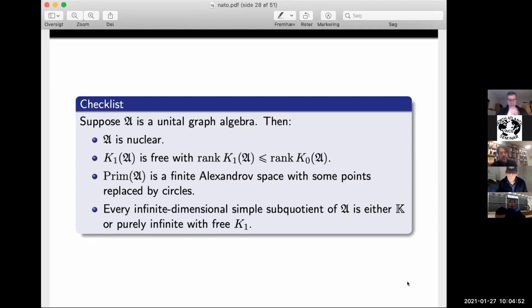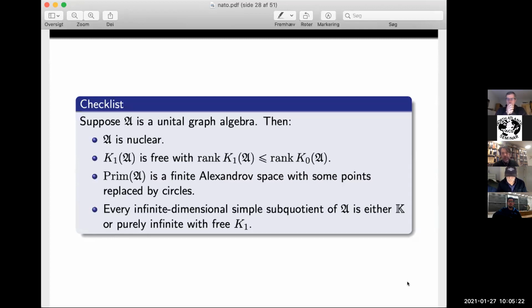So if you can compute the primitive ideal space, it's going to have to look like that. You can live with circles, but that's the only one-dimensional space that you would accept. And then, as in the other case, when you have, let's say, an infinite dimensional simple subquotient, it has to be either the compacts or purely infinite with free K1.